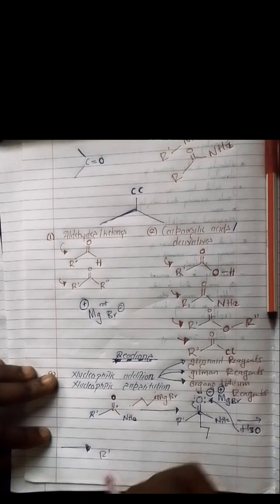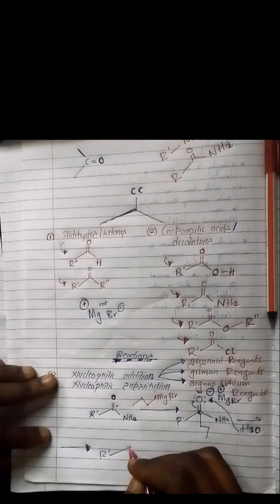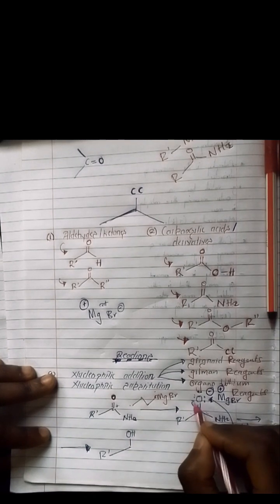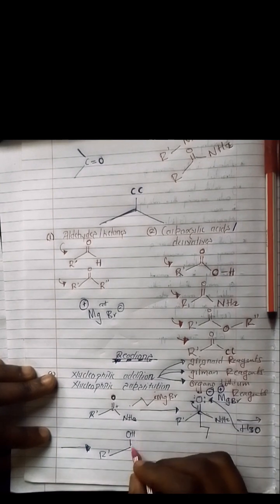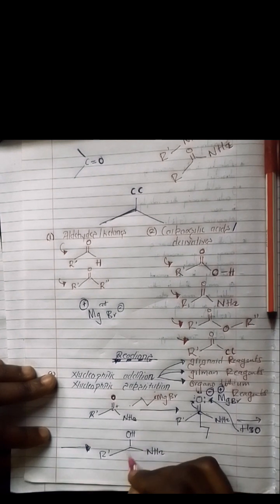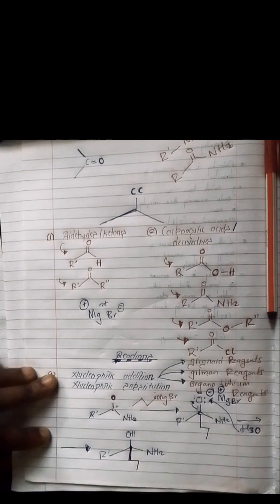Final product will look like this. So you have Ar, you have that, and you have an alcohol there because this bond broke, right? And then you have your amine group, and then you have your group like that. So now what's my point?